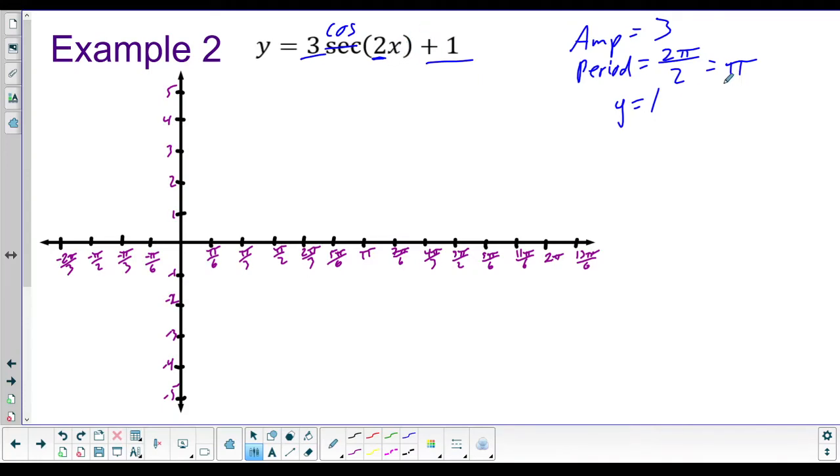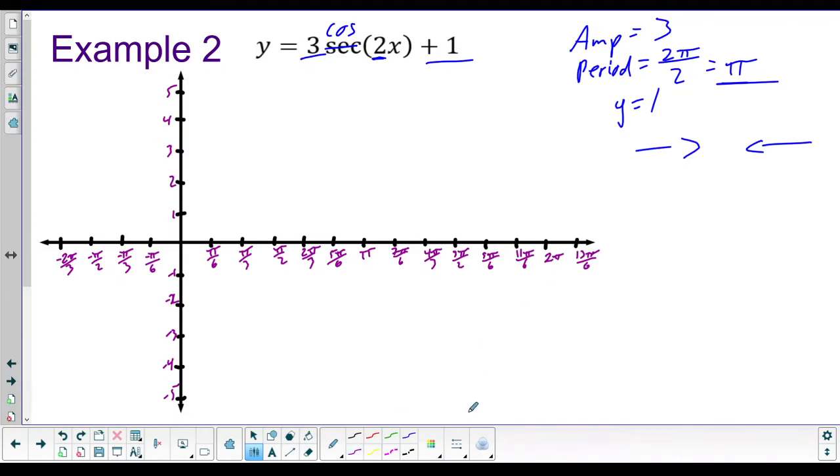So our graph is going to get squished a little bit in the horizontal direction like that because of this b value. And we're going to have an amplitude of 3. So let's go ahead and graph the cosine function, and then we'll use that to get our secant function.